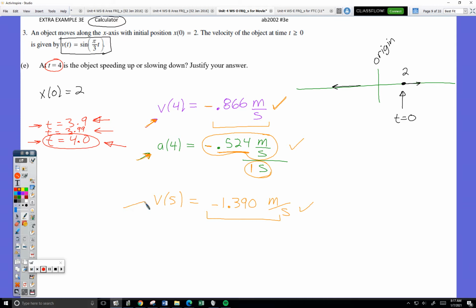That's not really what happens because everything's changing simultaneously. The acceleration does not stay at this amount for the entire second. But it's good enough to give us an idea of what's happening.